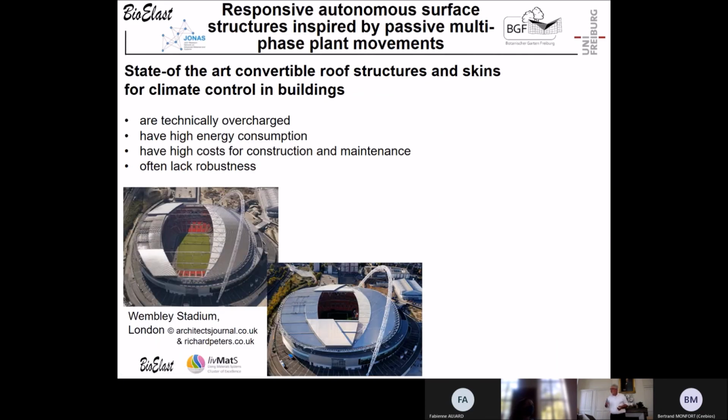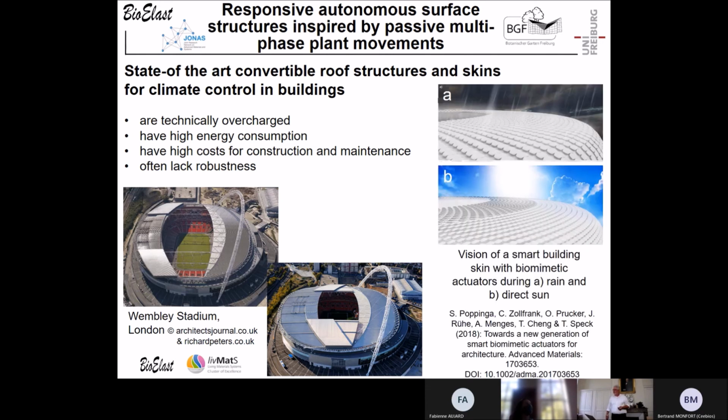Our wish is to change this. This is a state-of-the-art convertible roof system, Wembley Stadium, which I like very much, but frankly speaking, it's technically totally overengineered. It has a high energy consumption, has high costs for construction and maintenance, and often blocks. But we want to make a smart building skin.